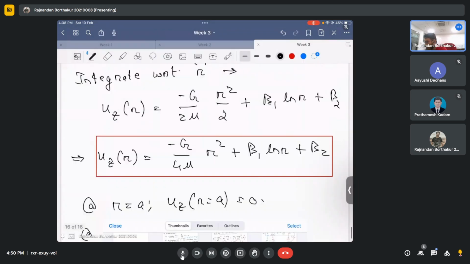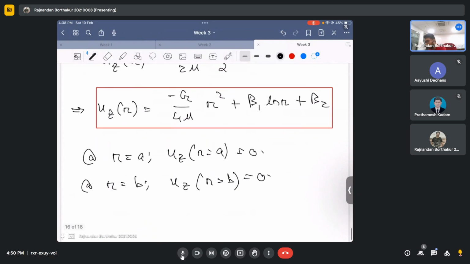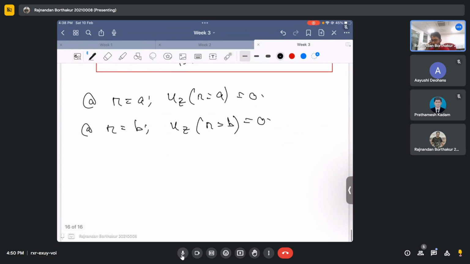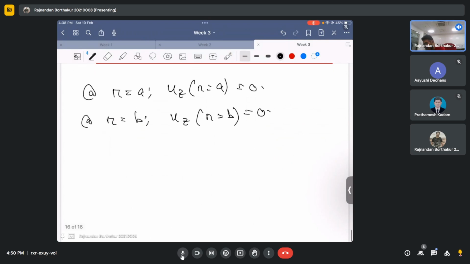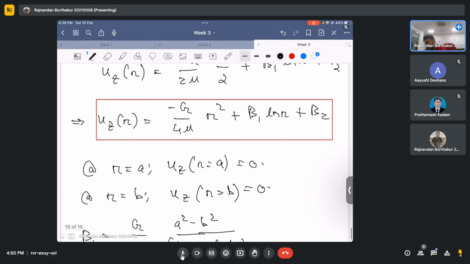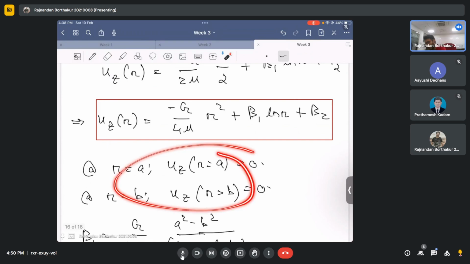So again, just do this math. Just substitute these boundary conditions here. I will not do this just because this is just repetition. What I would say is, these constants b1 and b2 just come out to be g by 4 mu times a squared minus b squared into ln a minus ln b. Just do this math by yourself. Just substitute these two boundary conditions in the sequence to get the constants b1 and b2.